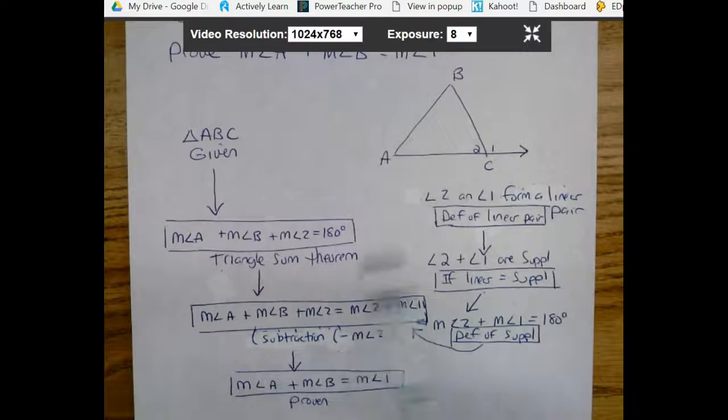So we have a couple givens. Okay, first one, we have the triangle sum theorem, and it says the measure of angle A plus B plus the measure of C, or we could call it 2 if you wanted to, they're equal to 180 degrees. That's just the triangle sum theorem.